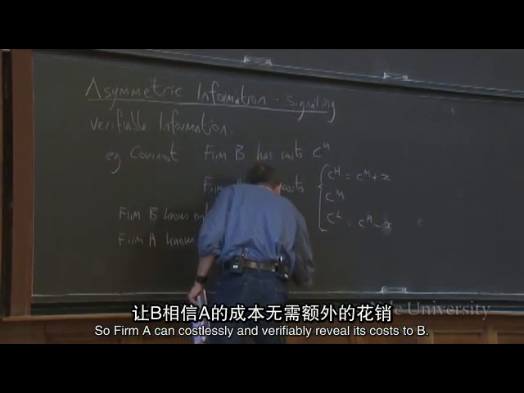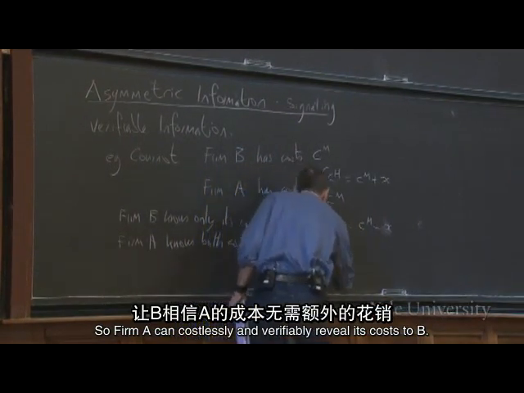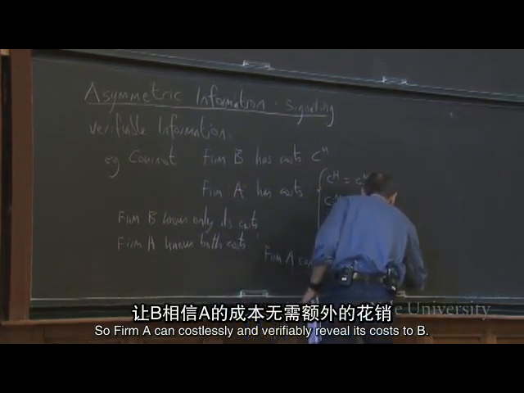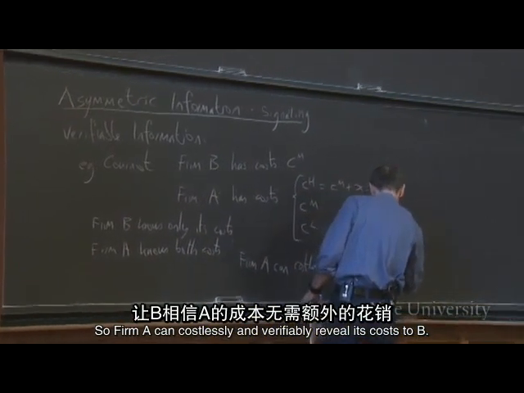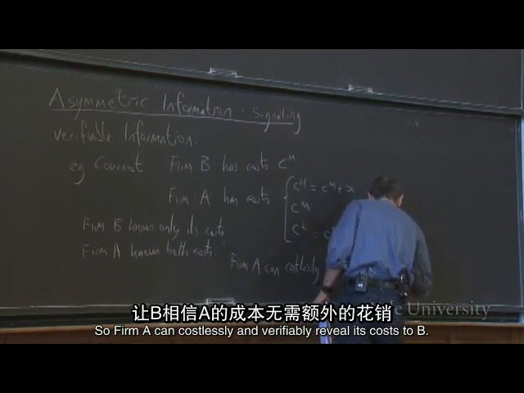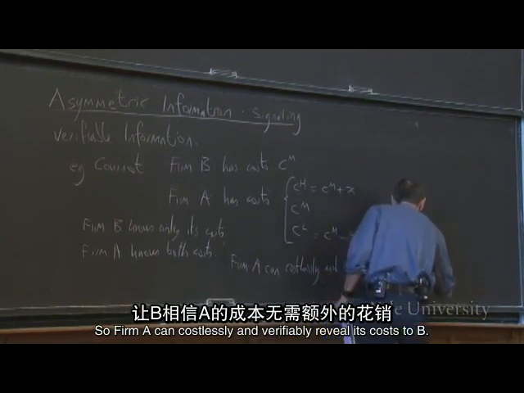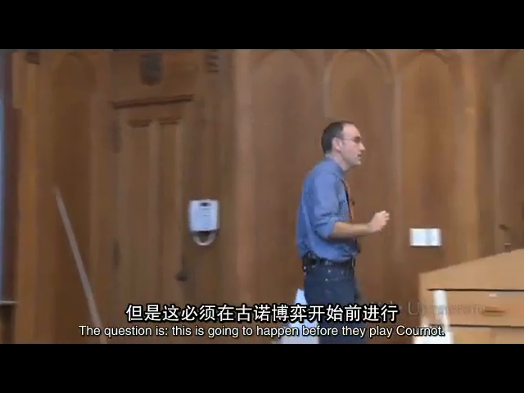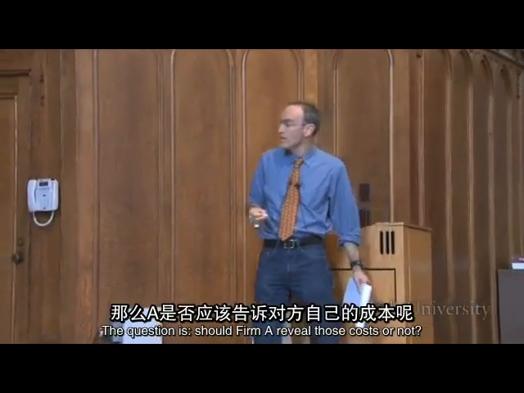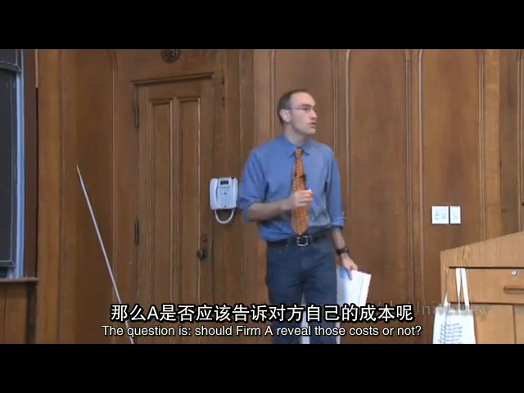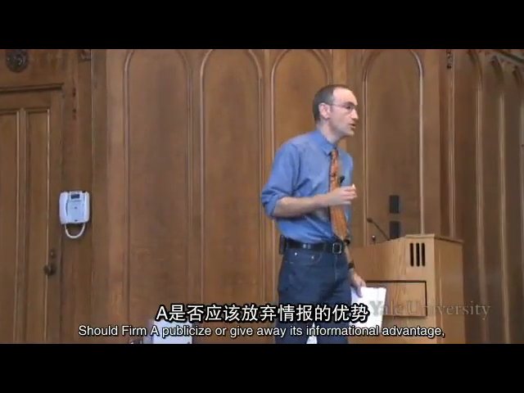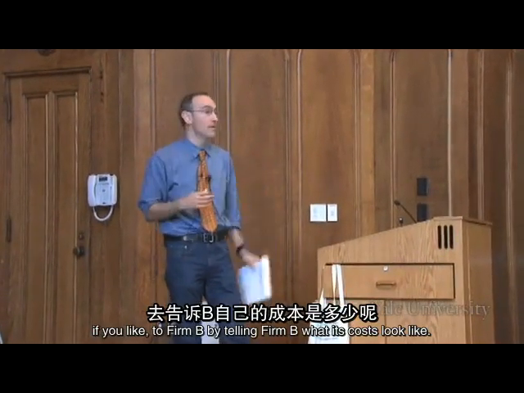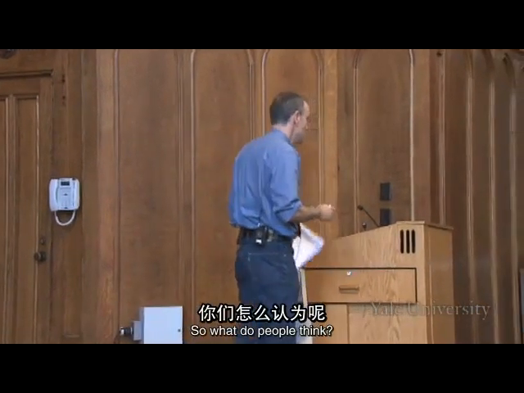All right? So firm A can costlessly and verifiably reveal its costs to B. And the question is, this is going to happen before they play Cournot, should firm A reveal those costs or not? Should firm A publicize, give away its informational advantage, if you like, to firm B by telling firm B what its costs look like? All right? So what do people think?